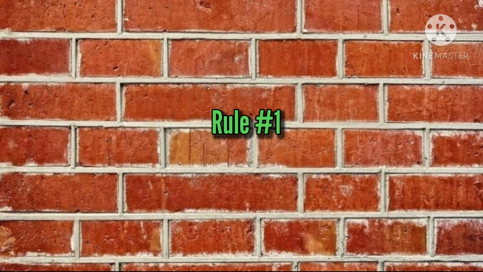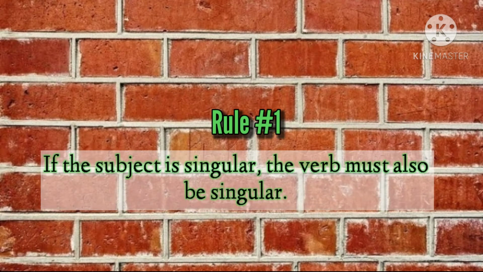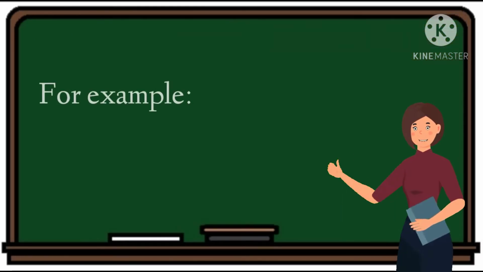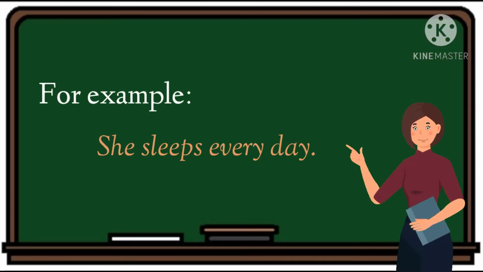Rule number 1. If the subject is singular, the verb must also be singular. For example, she sleeps every day. In this example, the subject, which is she, is singular, so we must use a verb that is also singular, which is sleeps.